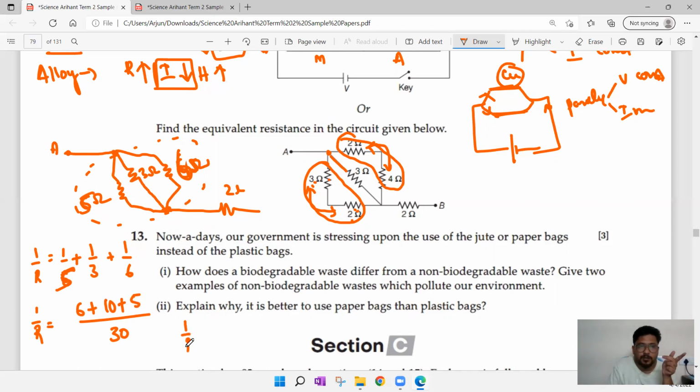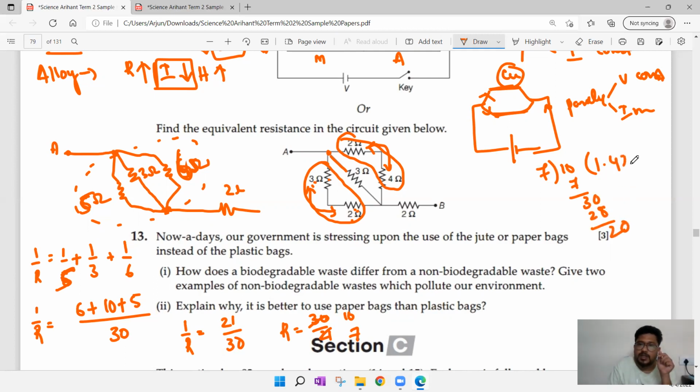So 1 by R is equal to 6 plus 5, 11, 11 plus 10, 21. 21 by 30, and R is equal to 30 upon 21. So 3 tens are 30, 3 sevens are 21. So 7 tens, 7 ones are 7, 7 twos are 14, 7 fours are 28. It will be going on, it will be 1.42. You can round it off.